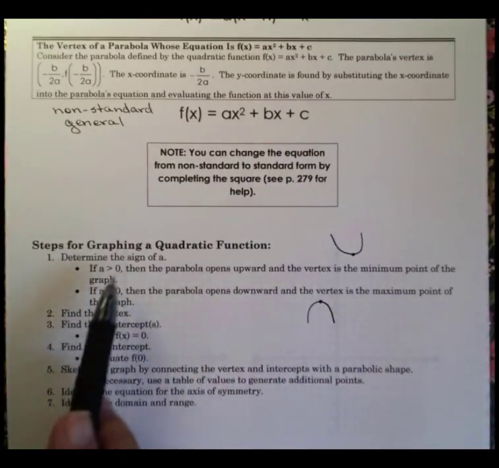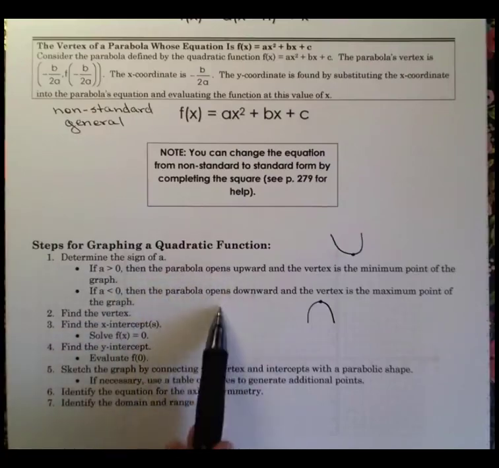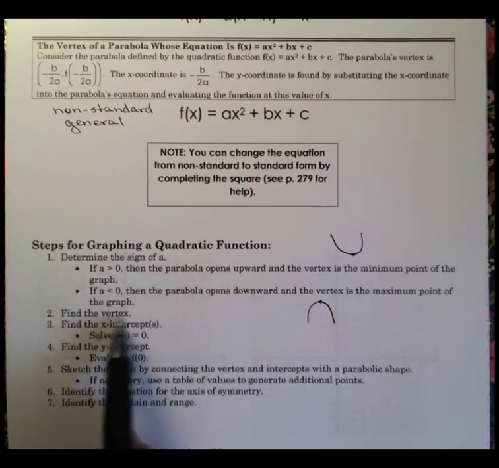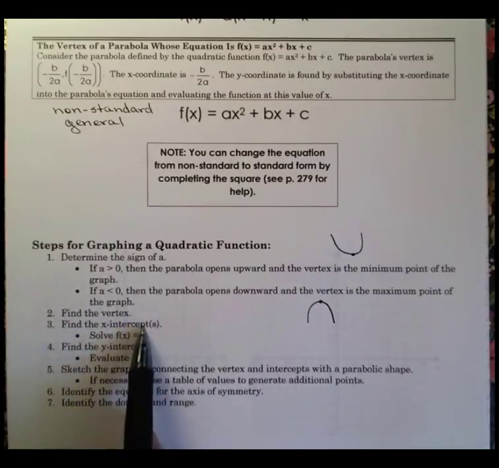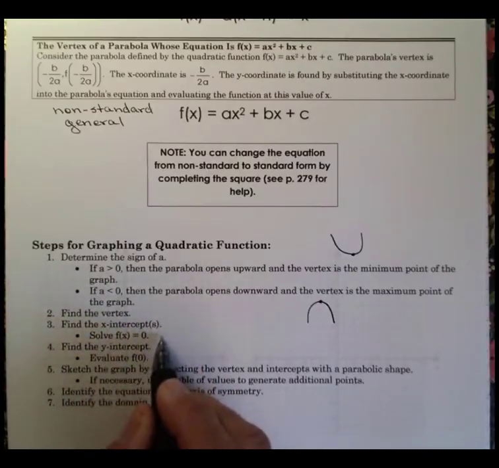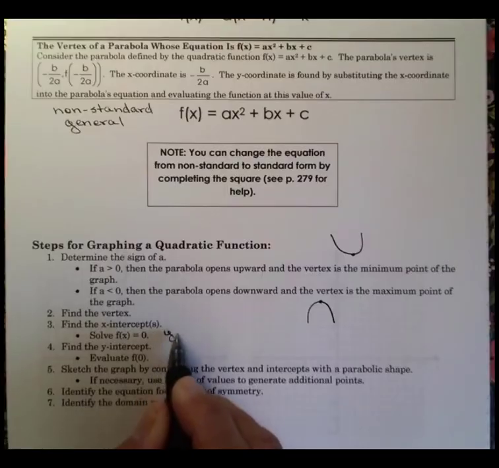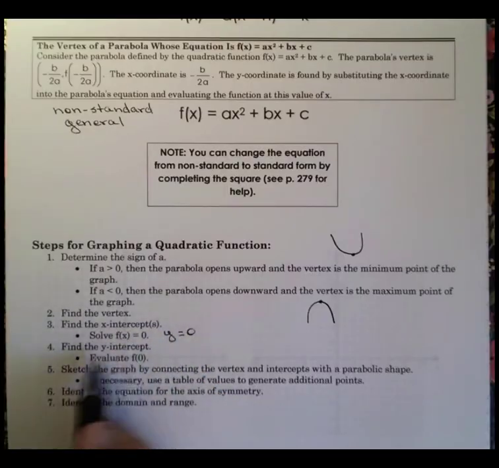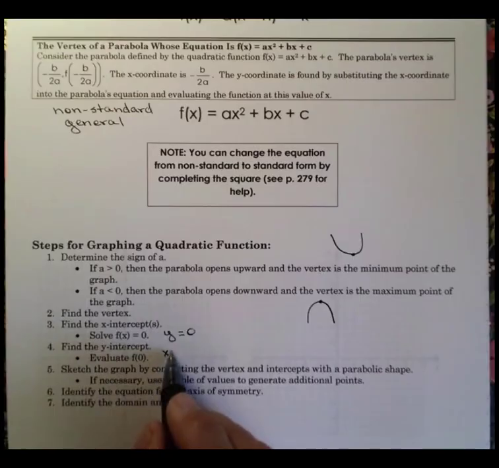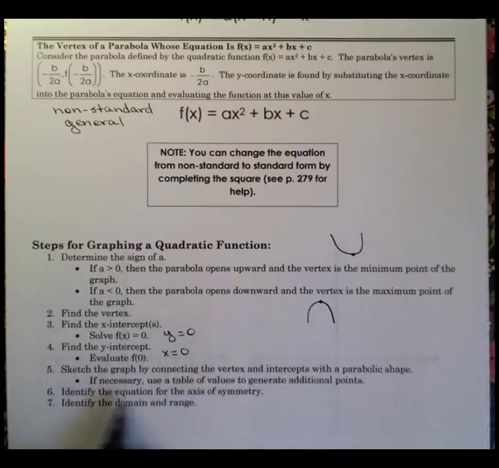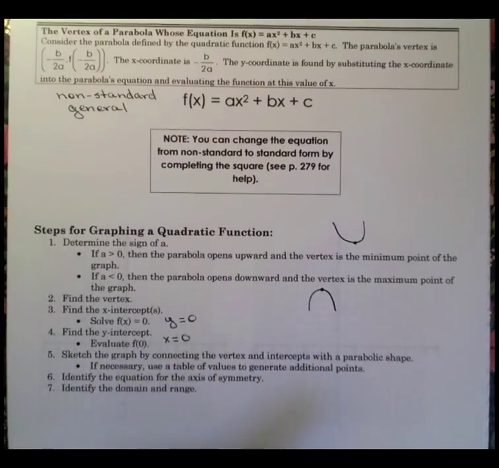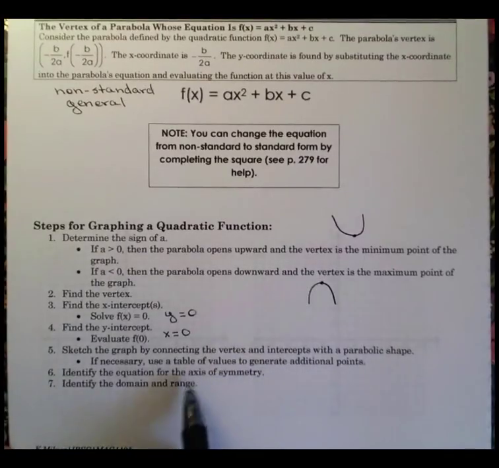So we're going to be tasked with finding whether it opens up or down. And then we're going to be asked to find that particular point, the vertex. Then we're going to be asked to find the x-intercept. So when we are looking for that, for the x-intercept, y is equal to 0, right? Then we'll find the y-intercept. That's where x is going to equal 0. And we'll sketch it by finding the vertex and connecting it to some of those intercepts. And then we'll be able to identify the axis of symmetry.